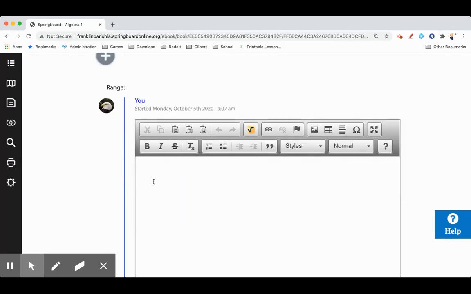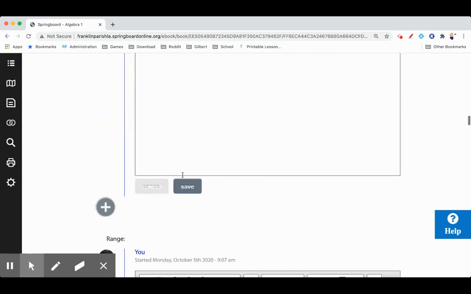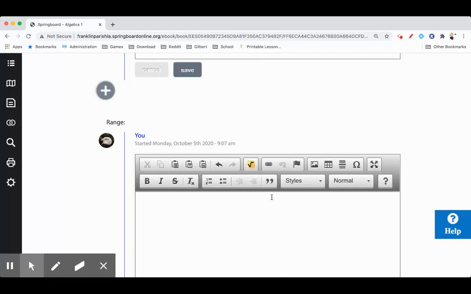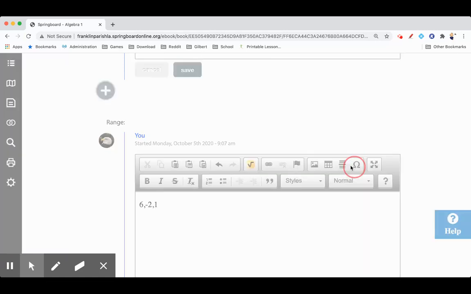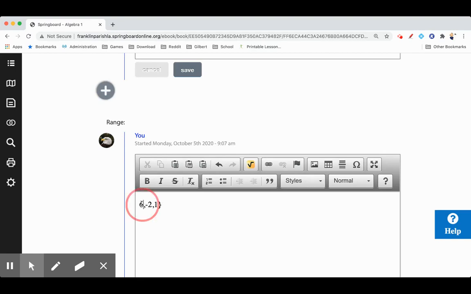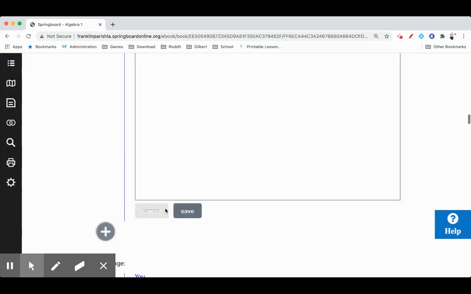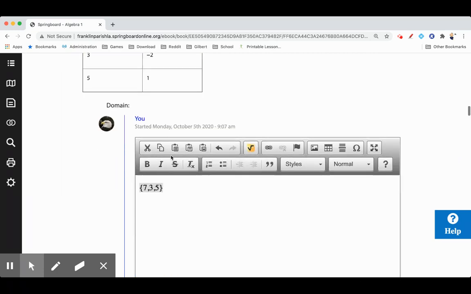So let me see if I can copy and paste this. What did we say? 6, -2, and 1. I'm just putting it in our brackets to show that it's a set of numbers. 6, -2, and 1 are the set of numbers that go along with the output, the range.